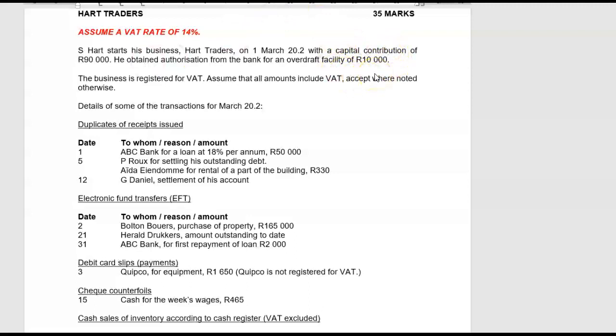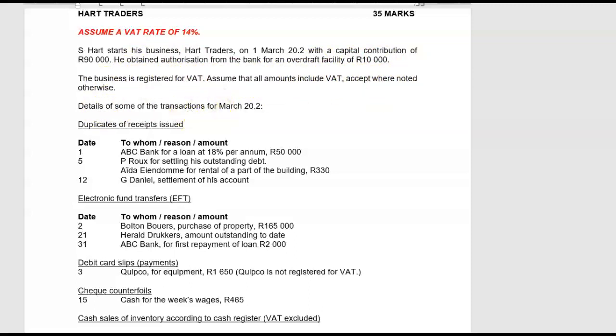And obviously, you are going to pay interest on that. But that is, in other words, not an accounting entry. That is only the indication of the limit of your overdraft facility. The business is registered for VAT. Assume that all amounts include VAT, except where we noted otherwise.